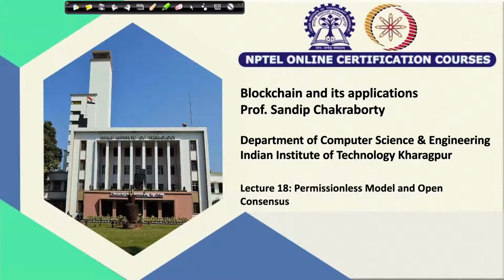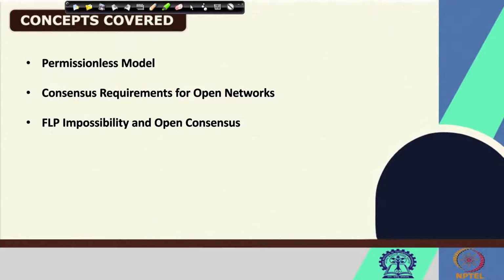So, today we are going to look into how, in a permissionless model of blockchain, or an open model of blockchain, we can effectively design a consensus mechanism. Just to remind you, we briefly mentioned earlier the proof of work based consensus. Today we are going to look into the details of this proof of work based consensus, and we will see how it helps you to achieve agreement in an open permissionless network in an asynchronous environment.